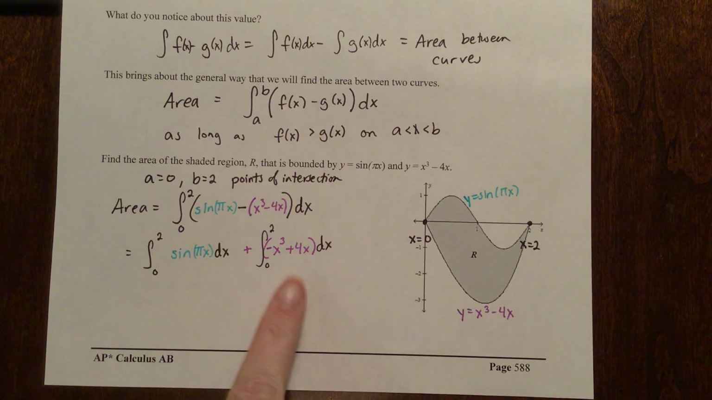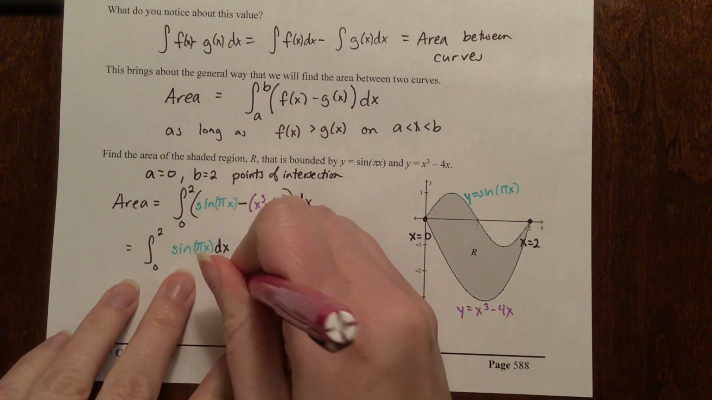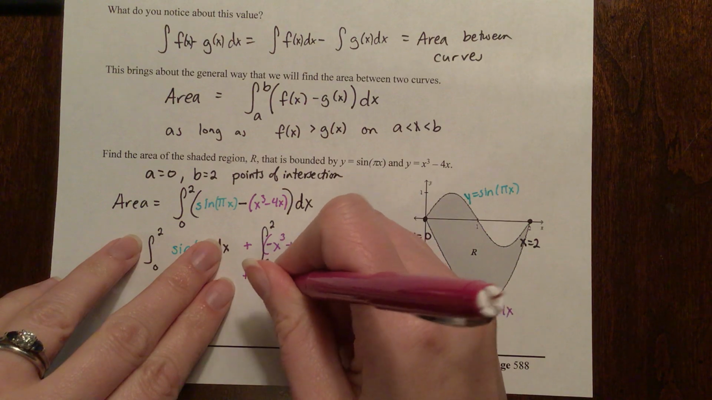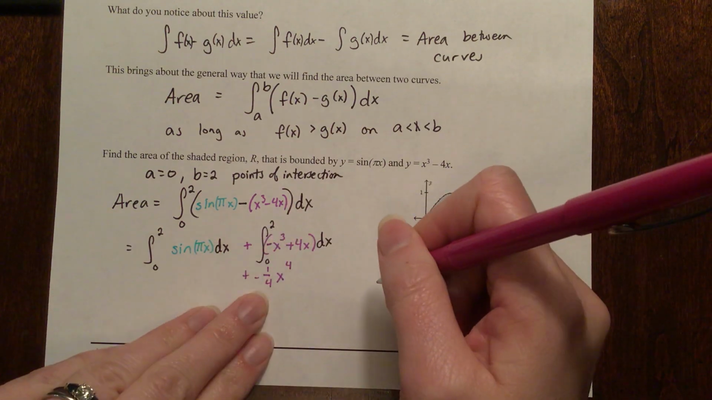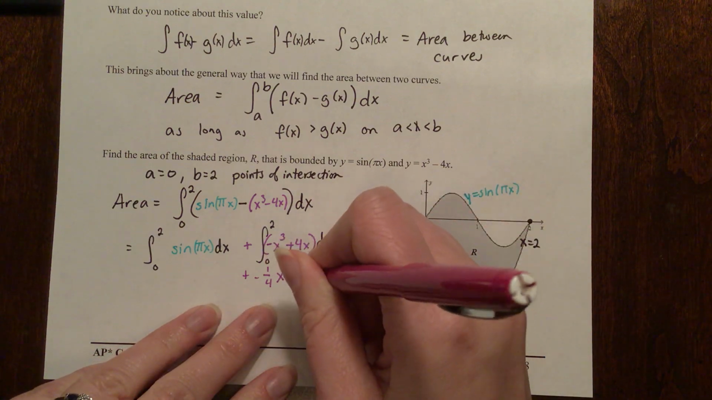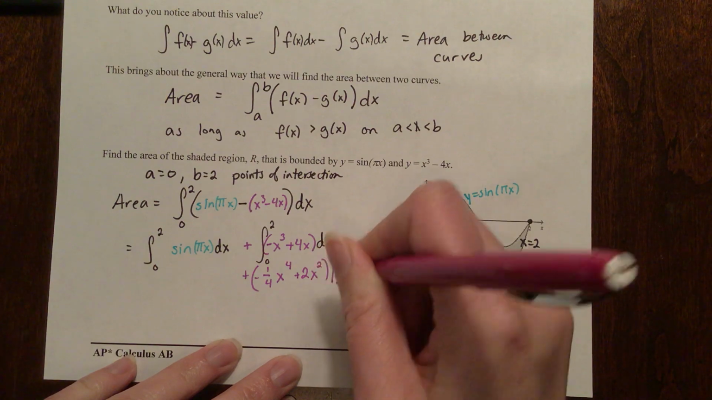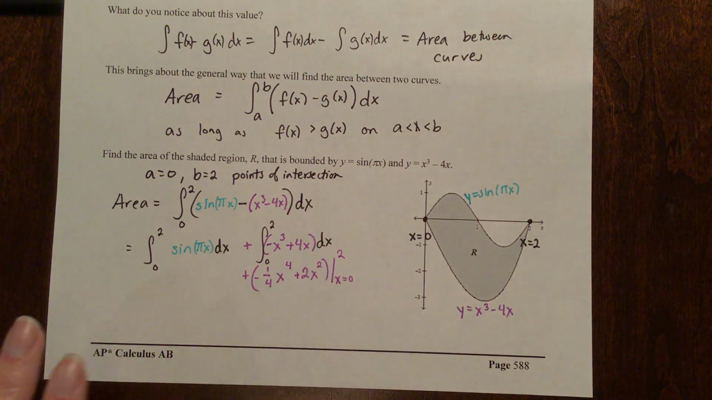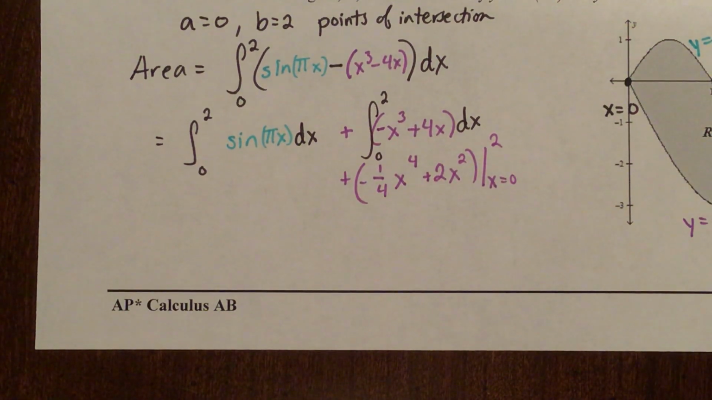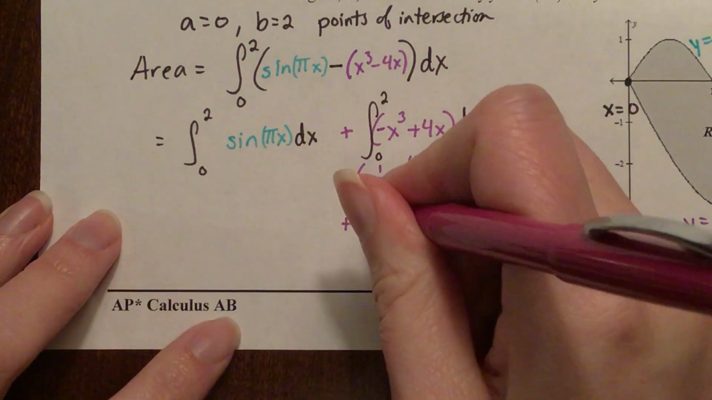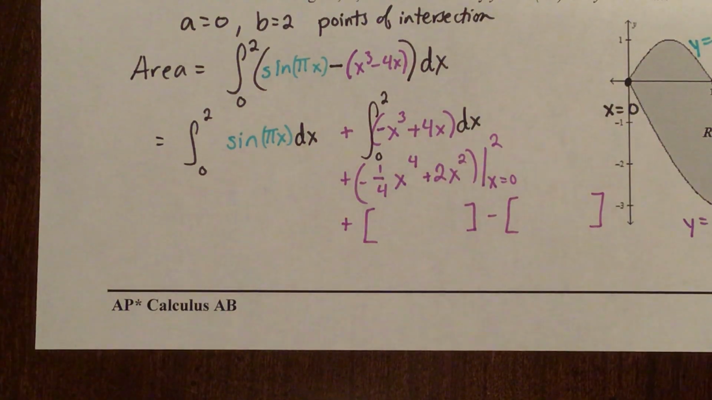Okay. The polynomial one is definitely easier to take that integral of. Let's do it. So it's going to be plus a negative x to the 4th, so negative 1/4 x to the 4th, and then plus 2x squared. And all of this is evaluated from x equals 0 to 2. Plus bracket minus bracket for this one.